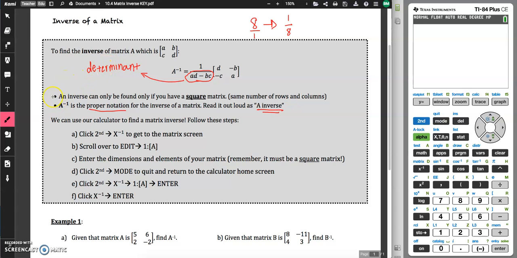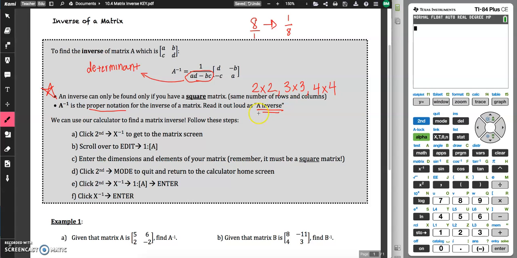What is really important for us is this first bullet point. So this is a big idea. An inverse can only be found if you have a square matrix. That's talking about the dimensions. You have to have the same number of rows and columns. So, for example, if it's a 2 by 2, if it's a 3 by 3, if it's a 4 by 4, anything like that where you have the same rows and columns, then you can find an inverse. If it is not a square matrix, you cannot find the inverse. It is not possible. Okay? And you would get an error on your calculator if you tried to do that.